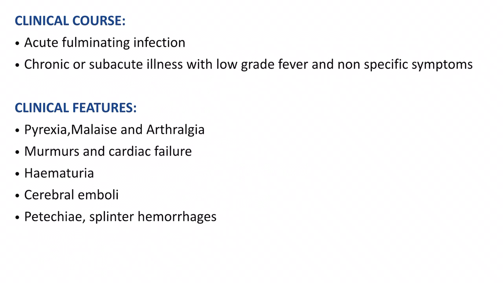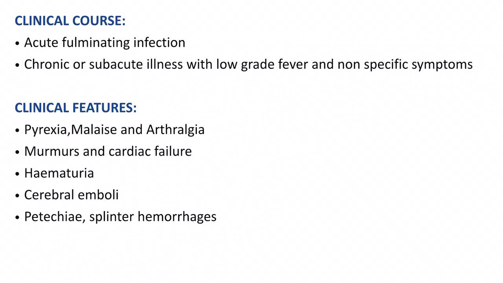Murmurs and cardiac failure. Murmurs are nothing but abnormal cardiac sounds apart from your heart sounds S1, S2, S3 and S4. They say that the presence of a new murmur in a pre-existing valvular heart disease points more towards the diagnosis of infective endocarditis. And the onset of cardiac failure is one of the clinical features of infective endocarditis. Hematuria, which is the passage of blood in urine. Cerebral emboli, giving rise to stroke and infarctions. And petechiae, these are small subcutaneous skin hemorrhages.